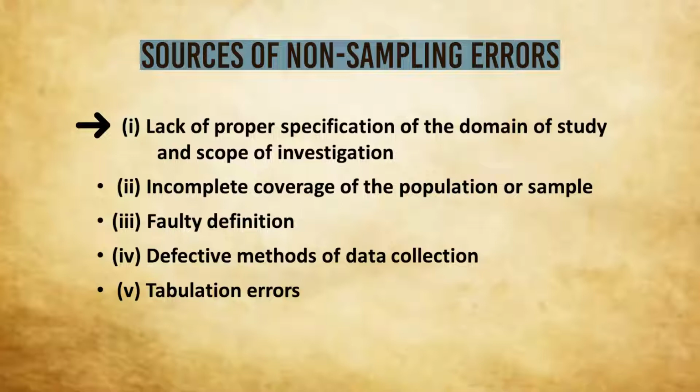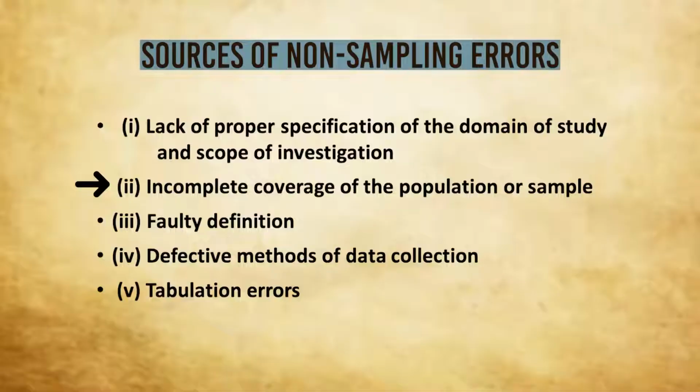So the main sources of non-sampling errors are something like this. Lack of proper specification of the domain of study. Suppose I want to conduct a study on middle class families. Now, what do we mean by middle class families? To me, middle class families may be those whose income range is from A to B, and for somebody else it may be from A dash to B dash. So that means there may be lack of specification of the domain of the study. Incomplete coverage of the population or the sample. I may not cover the whole population. Unless I know the full list of the population members, I cannot draw a random sample faithfully. So that means there is also a possibility of error.